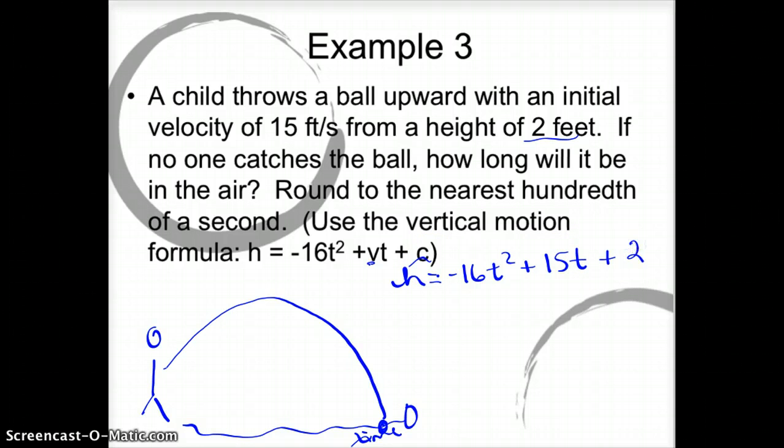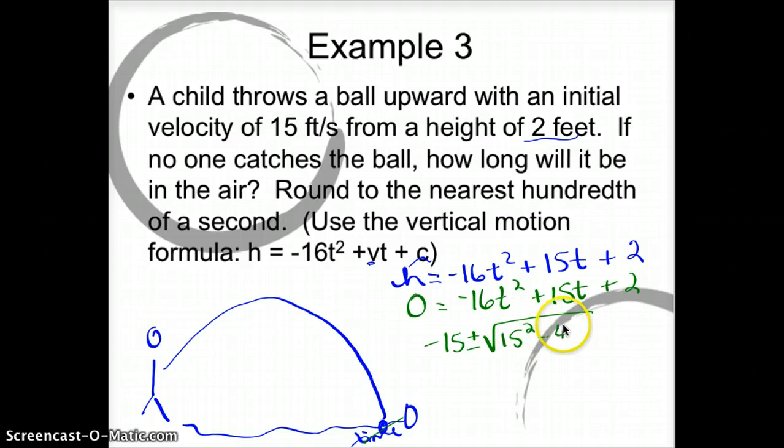What's important to know is I care about how long it's going to be in the air, so I care about when the height goes to 0. So I'm going to substitute 0 for h, and since this is in standard form, I'm going to use the quadratic formula to solve it. Please use the quadratic formula to solve this on your own, and then check with me to see if you're right. I'm going to get negative 15 plus or minus the square root of 15 squared minus 4 times negative 16 times 2, all over 2 times negative 16.